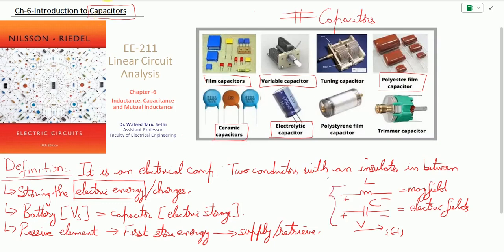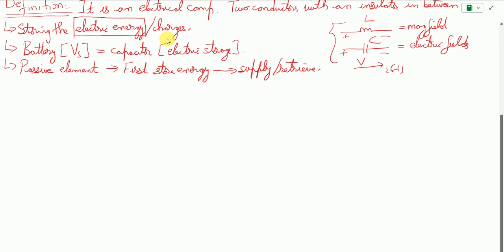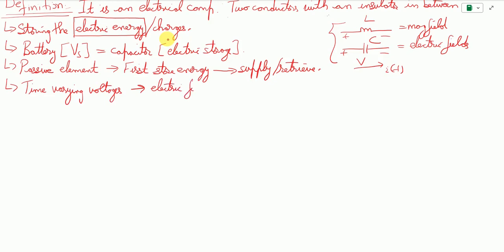So how does this electric field basically get generated? The electric field is basically generated using time varying voltages. We are going to look into this statement as well. So time varying voltages basically generate electric fields, and these electric fields basically generate the displacement currents which flow through the capacitor. We are going to look into this phenomenon as well.